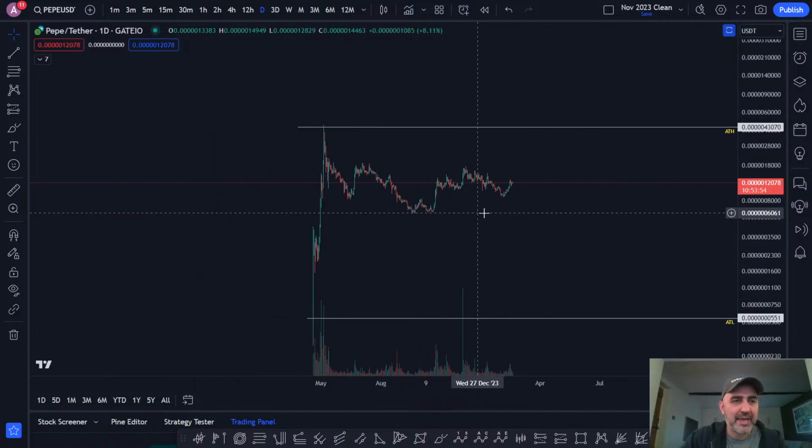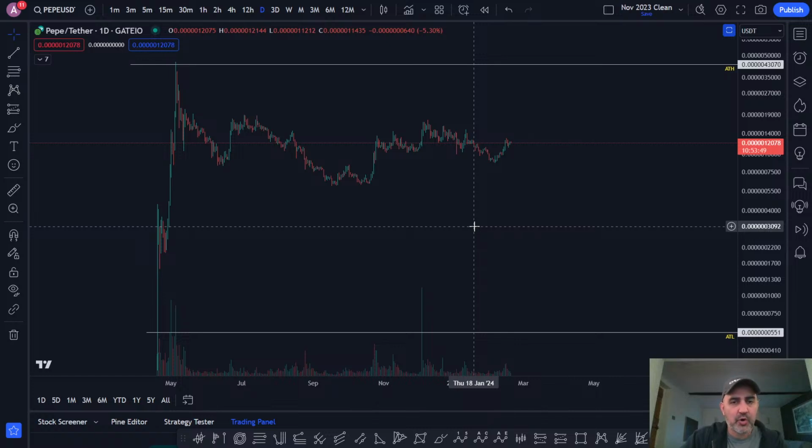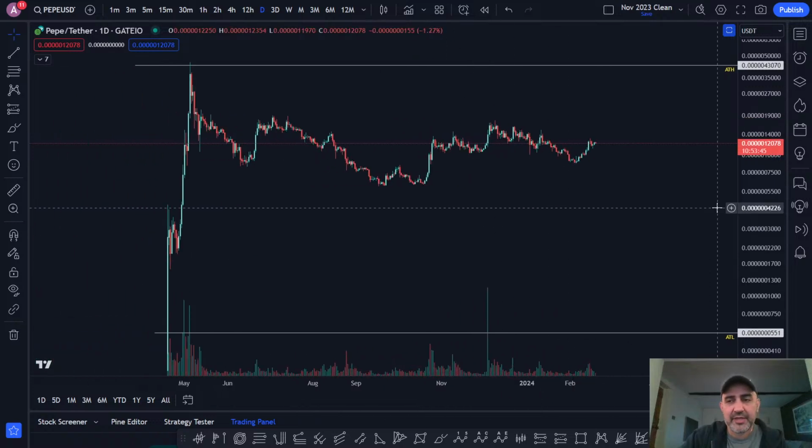No one is going to hold PEPE at the end of the Bitcoin bull run. Only those who get caught in the highs, and most of those people are going to be the latecomers who are retail. They're the ones who are going to get burnt.